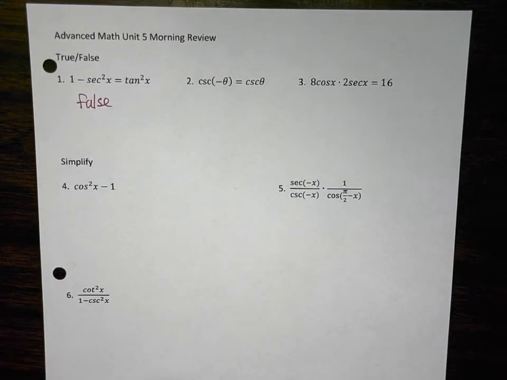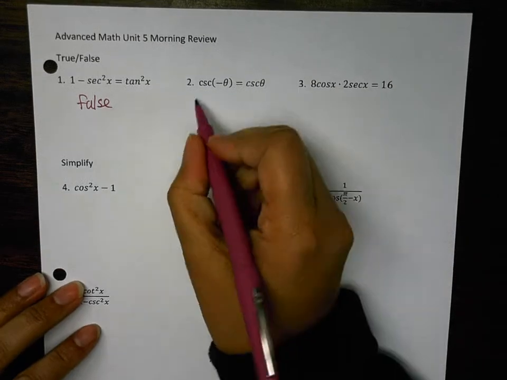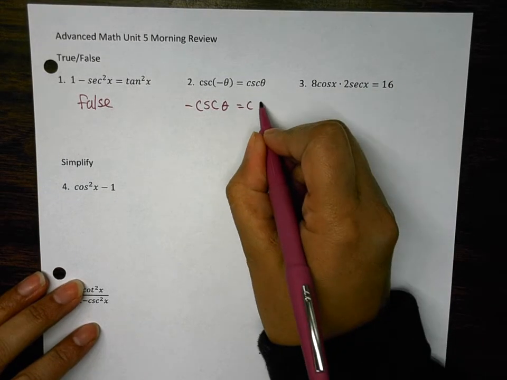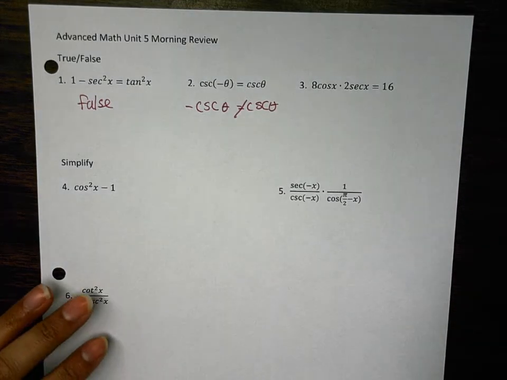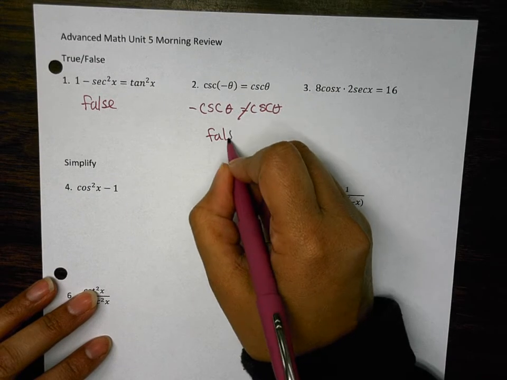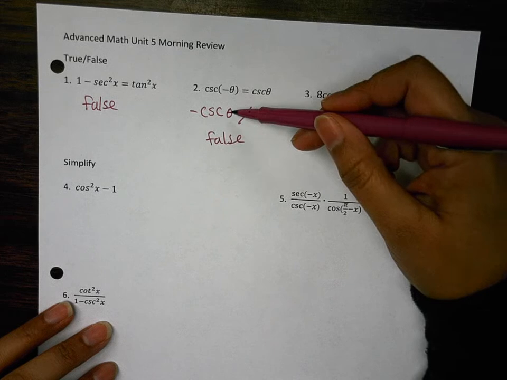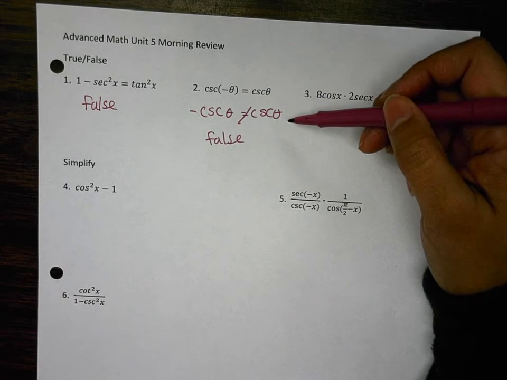All right, next one. Cosecant of negative theta. What does cosecant do with the negative? Absorb or kicks it to the front? So this is saying negative cosecant theta. Is that equal to positive cosecant theta? No. So true or false? False. Cosecant of negative theta equals negative cosecant theta, not positive cosecant theta. Do you guys see that?